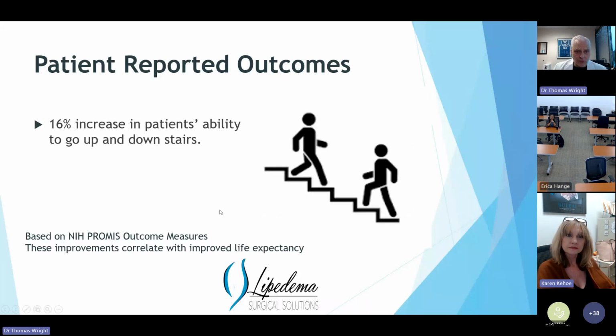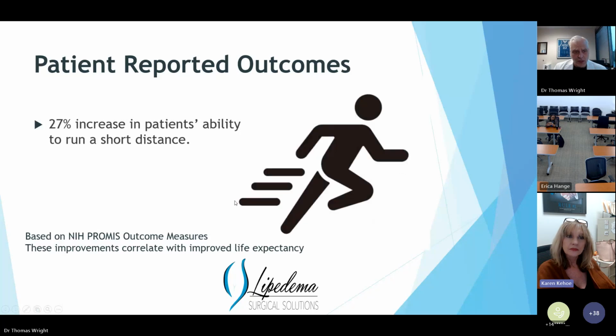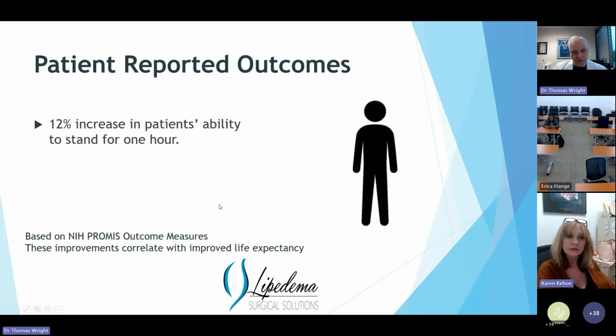A 16% improvement in ability to go up and down stairs, again correlated with improved life expectancy, and a 27% ability to run a short distance. And finally, a 12% improvement in ability to stand for an hour.